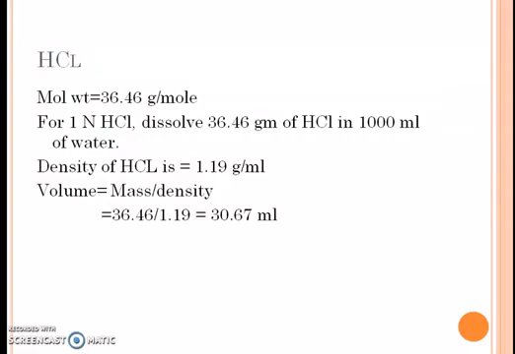HCl, its molecular weight is 36.46 gram per mole. It's dense, so for 1 normal we need to dissolve 36.46 gram of HCl. But HCl is measured in ml, so we need to convert the gram into volume. So volume is equal to mass divided by density. So the volume of HCl comes out to be 30.67 ml.